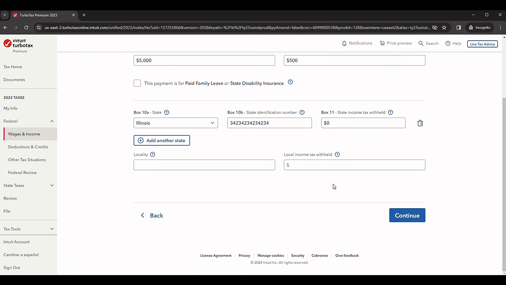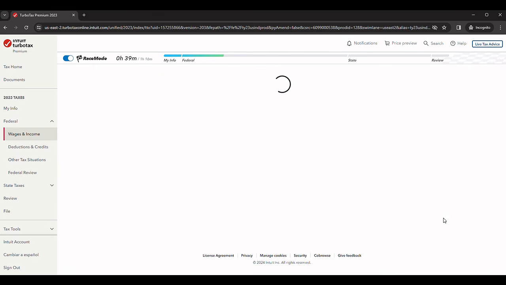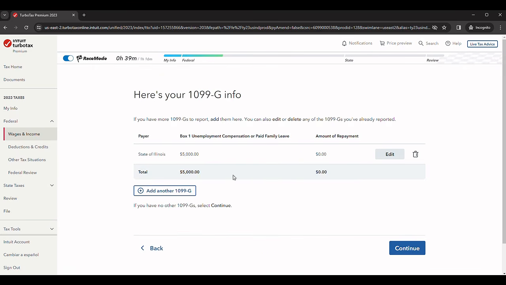And just look at locality if you have it or not. If you want to add another one of these, if you move states, for example, you can do that here. But that's it. Let's continue. Okay, looks good. State of Illinois, unemployment compensation 5,000. We're good.